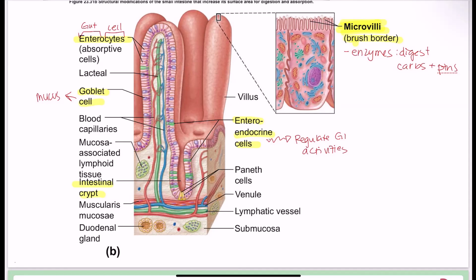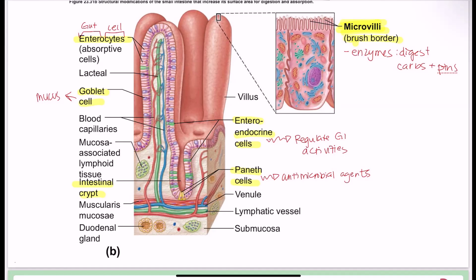We also have Paneth cells. Paneth cells live in the crypts, and they make antimicrobial agents, like defensins and lysozyme, and that helps protect from pathogens, and they can destroy certain bacteria. Note that I said some bacteria, but not all. Some bacteria are actually really good, and we'll talk about them later.